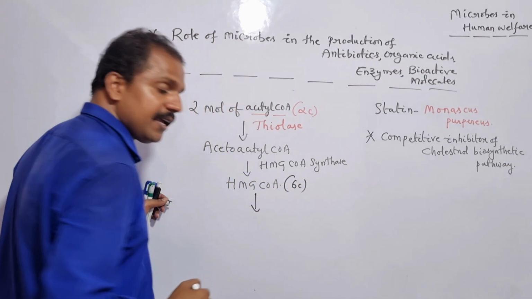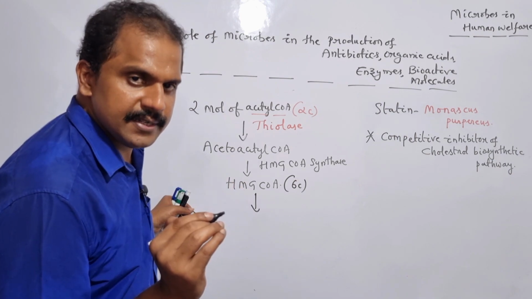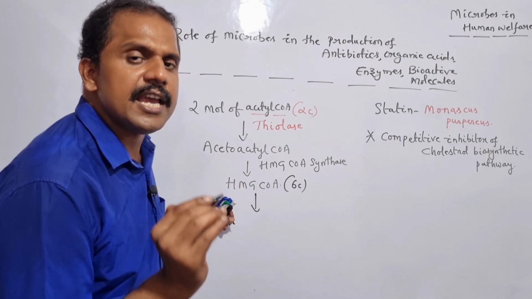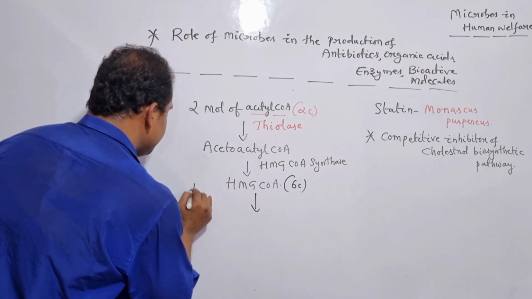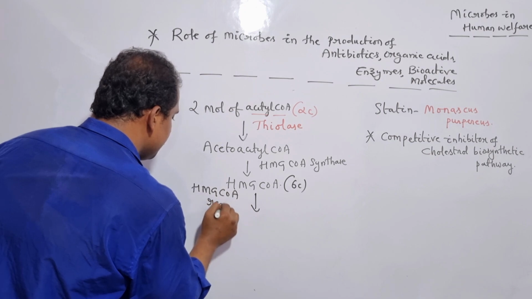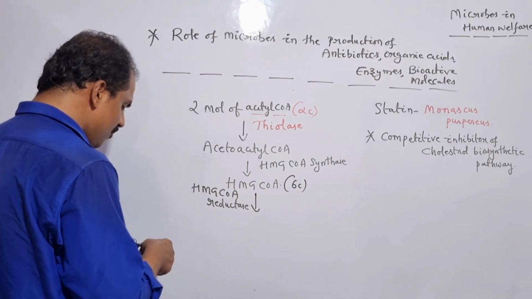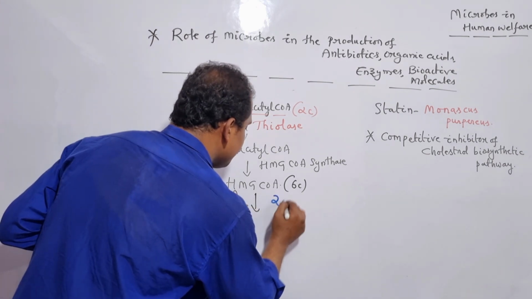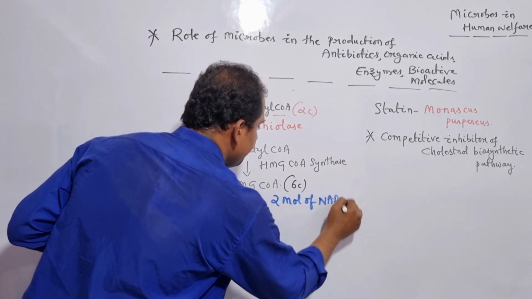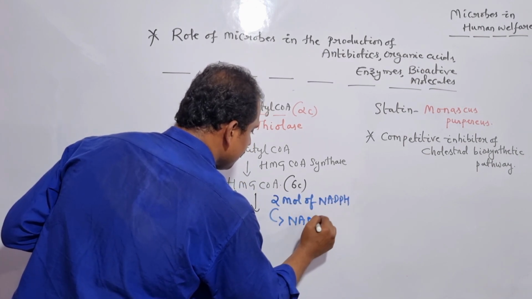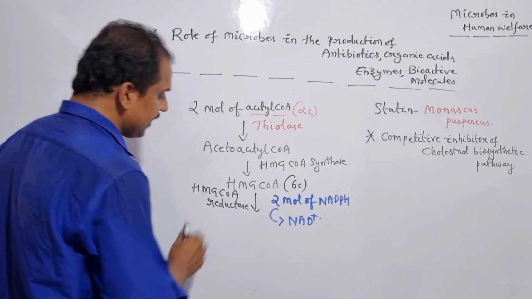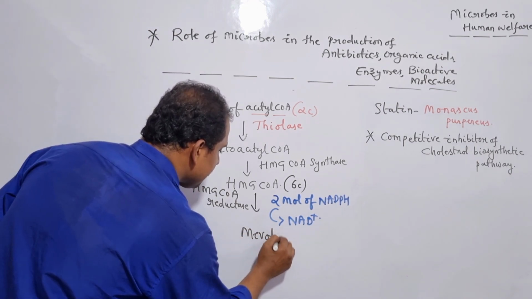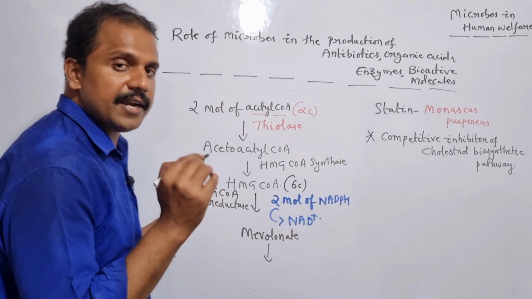Now HMG-CoA, in the presence of an enzyme termed HMG-CoA reductase, is converted to a specific compound termed malonate. Here the enzyme takes advantage of 2 molecules of NADPH. So HMG-CoA reductase is the specific enzyme responsible for the conversion of HMG-CoA into malonate. Malonate, in turn, is responsible for inducing the production of cholesterol.